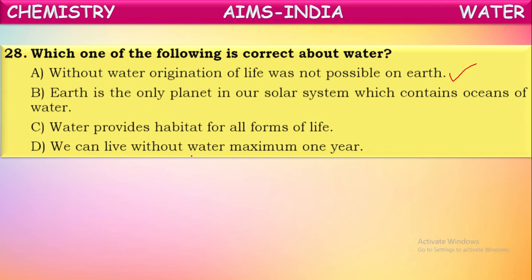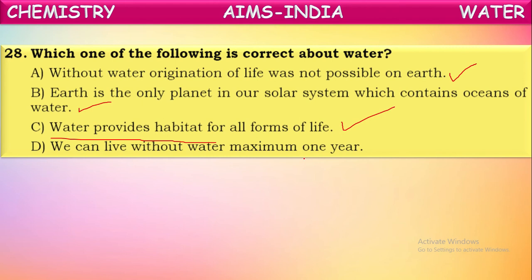Earth is the only planet in our solar system which contains oceans of water. Yes, this is the only planet which contains water in the oceans in this large quantity. No other planet has. Next one, water provides habitat for all forms of life. Yes, water provides habitat for all kinds of living things like animals and plants.